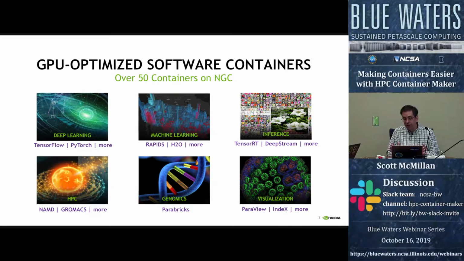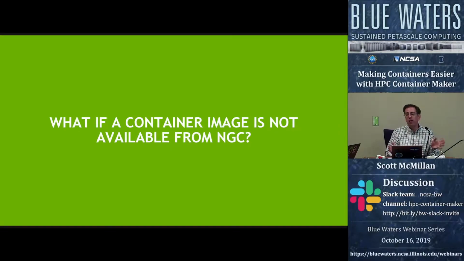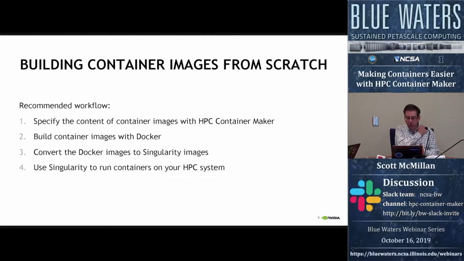So that's great, but what if your container image is not available from NGC? What if you're running an application that we don't have, or your research is adding new algorithms to a code like NAMD or GAMESS or something like that. While we have a version of those codes on NGC, it doesn't have your optimizations, it doesn't have your changes in them. So you need to build your own container image at that point. If you need to build a container image from scratch, this is the workflow that I recommend.